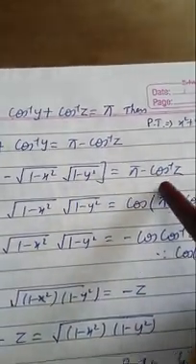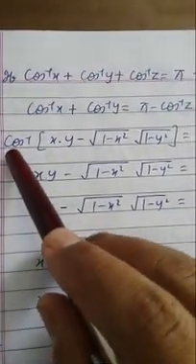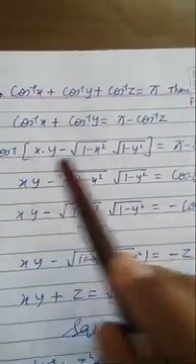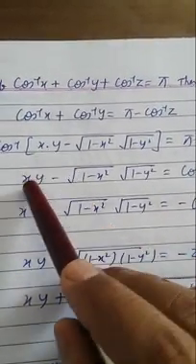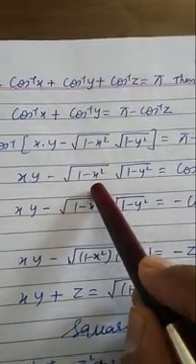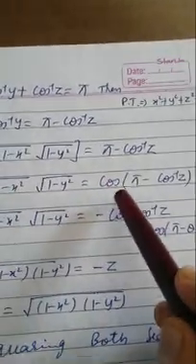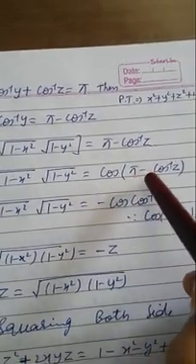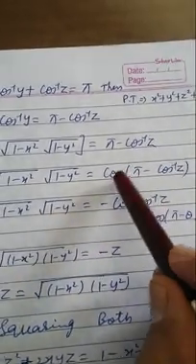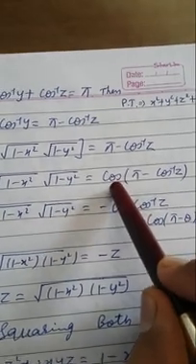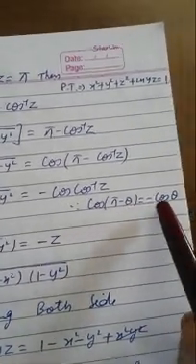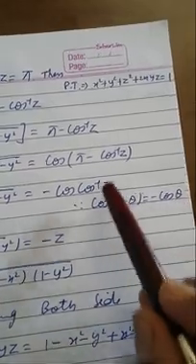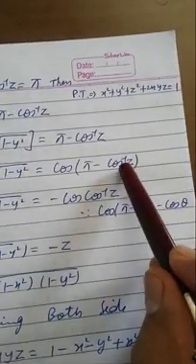RHS is still the same. Now transfer cos inverse x from LHS to RHS. This term is the same. This is xy minus under root 1 minus x square under root 1 minus y square. And now here it is cos of the bracket pi minus cos inverse z. This is a trigonometric function. Now this formula is in class 11, and the formula is cos of 180 minus theta is minus cos theta. Now what is the value of theta? This is cos inverse z.